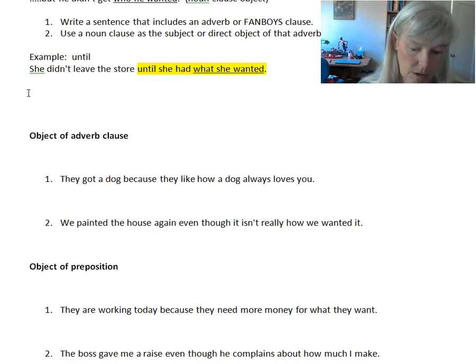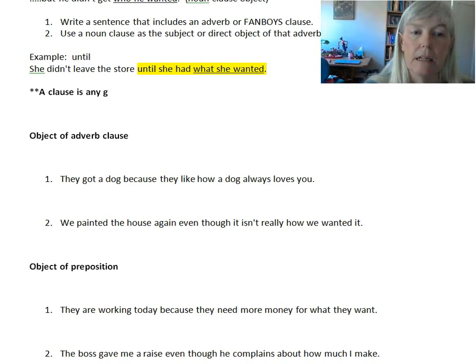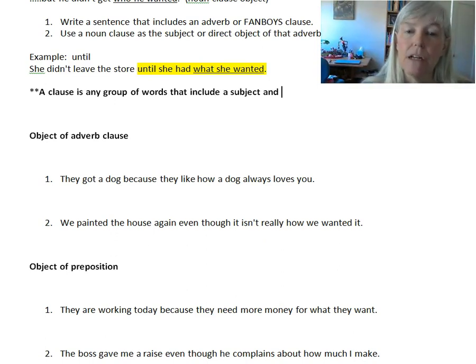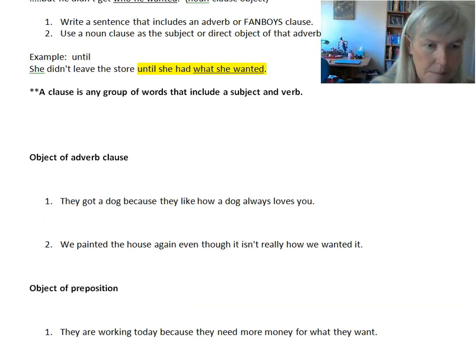Let me explain those two things a little bit more. One is a clause is any group of words that include a subject and verb. So any group of words that has a subject and verb in it is going to be a clause. A short sentence, I go to work. That's one clause. It's a sentence. A sentence can have 10 clauses. There is no specific limit for how many clauses you can have in a sentence.